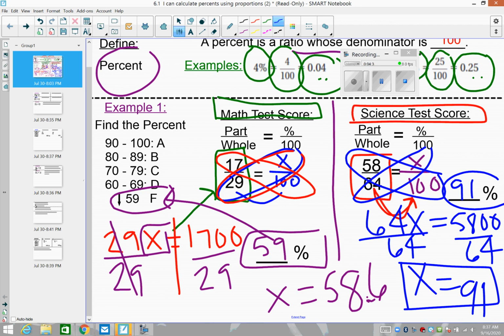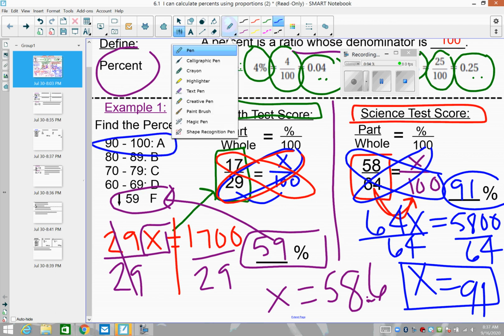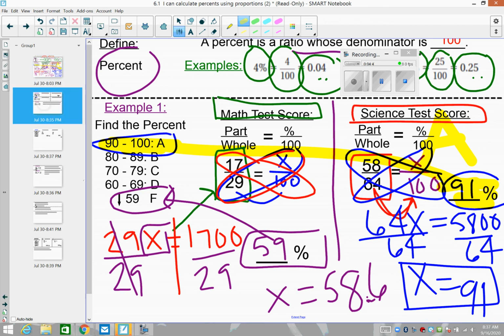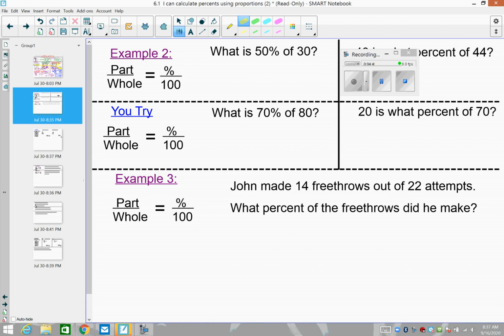So I rounded. And that would score me in the A category. 91% scores an A on the science test. So great job on your science test. Woo! All right, so that's the introduction of percents. Basically, we're trying to get that denominator out of 100. All right, moving on to the next question then.